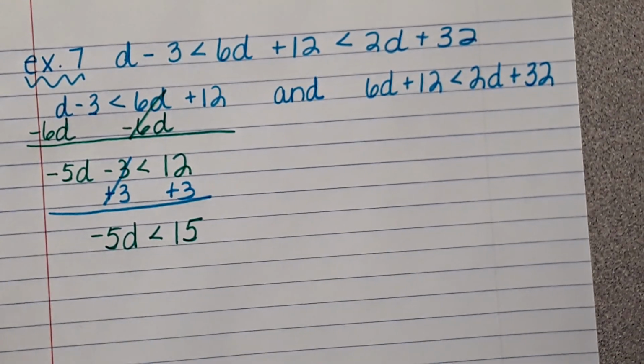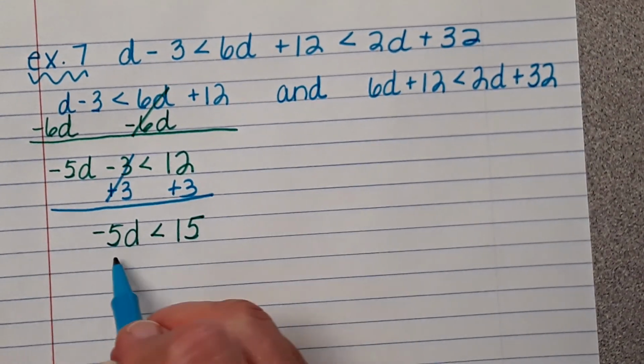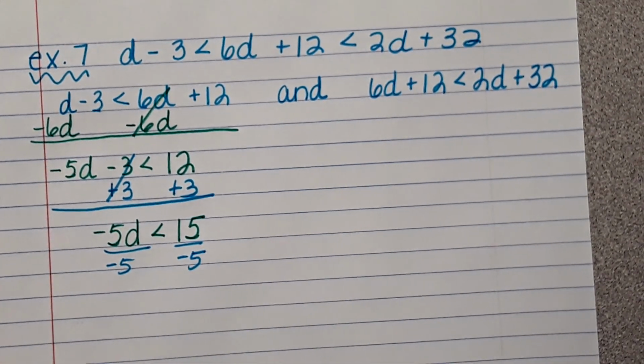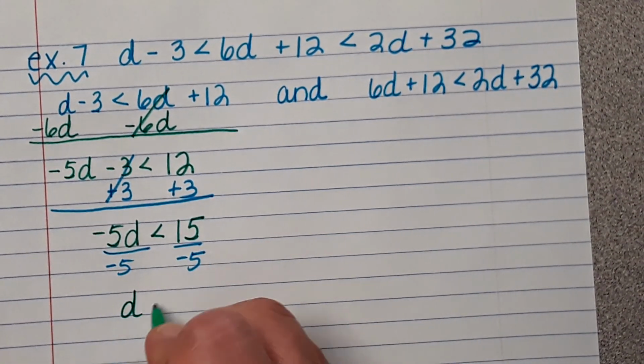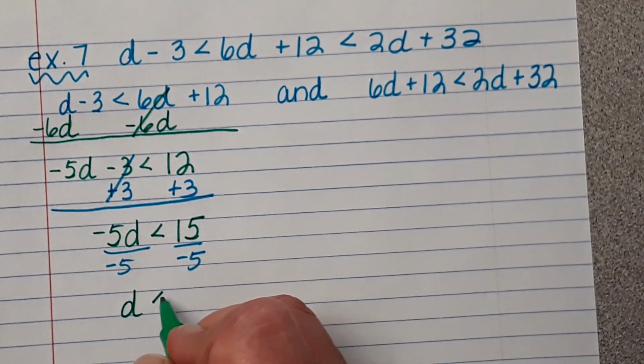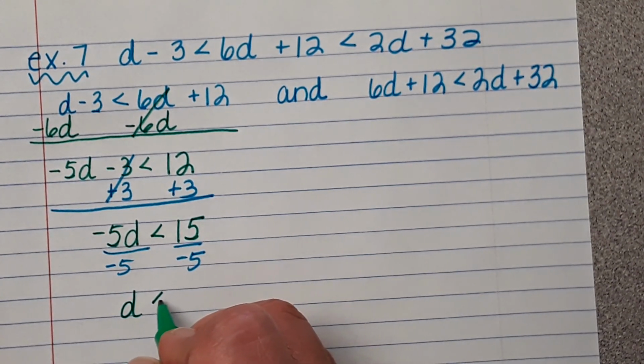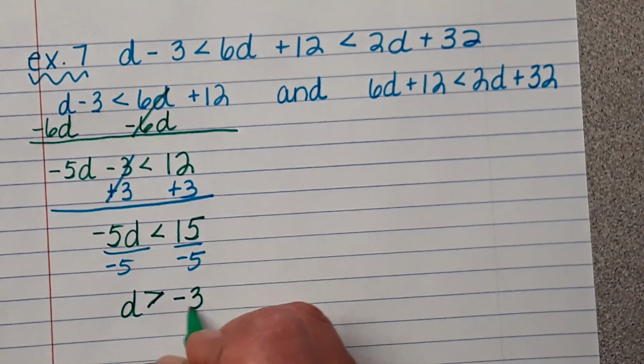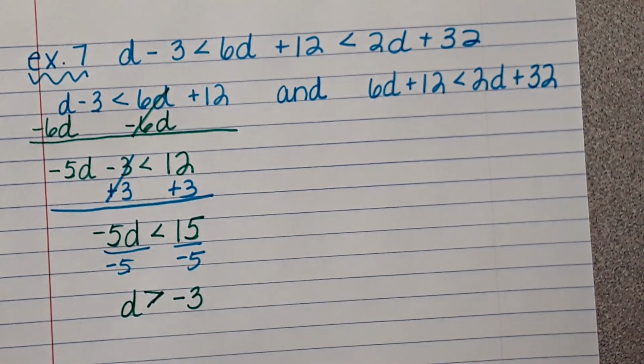Now what am I going to do? I get what? Okay. What happens to the inequality sign? Why did it flip? Because we divided by a -5.